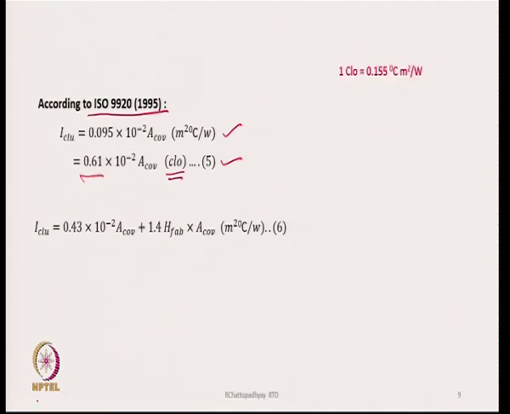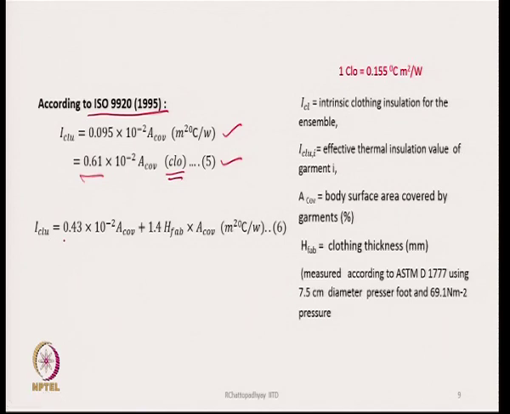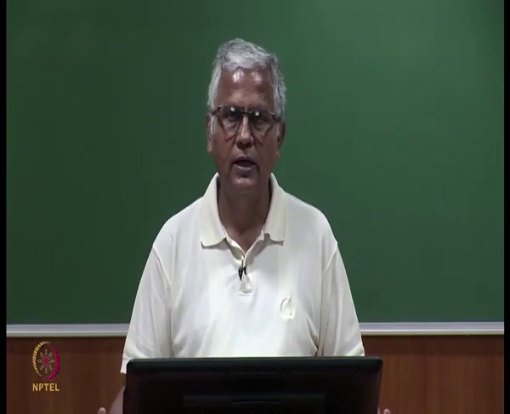Another equation has been stated like this: I clue is 0.43 × 10⁻² A covered. This A covered is something which is coming here. A covered means the body surface area covered by the garment, how much body surface is covered by that garment. It overall will cover almost the entire part of the body, whereas a glove is going to cover only the palms. So, there are various types of garment, and the body area they cover will vary depending upon what that garment is.